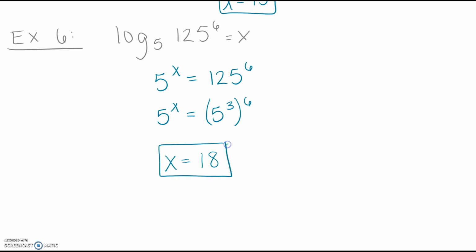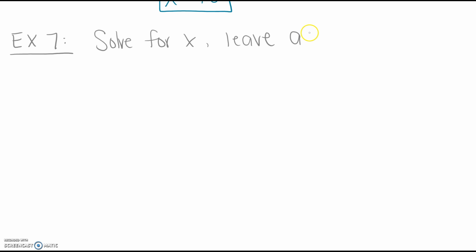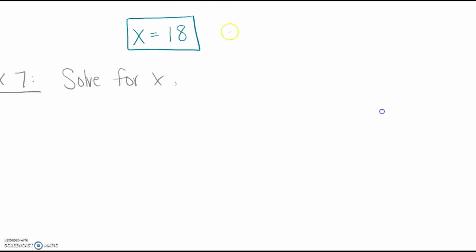Alright, so sometimes you can't get a common base. For example 7. Solve for x. And let's leave our answer in terms of logs. Or what we can say is just find the exact answer.